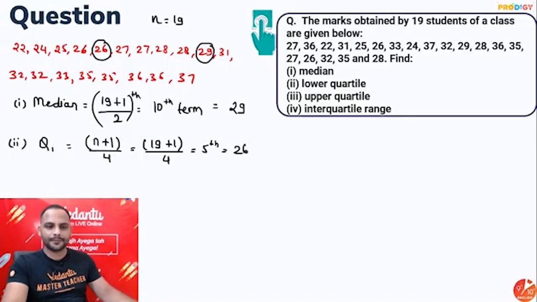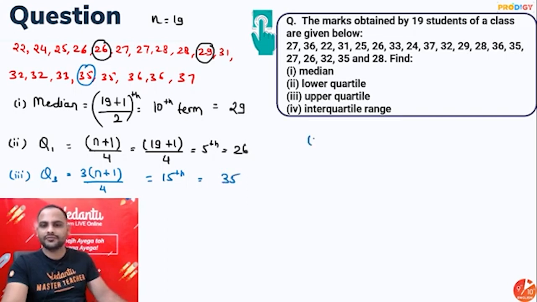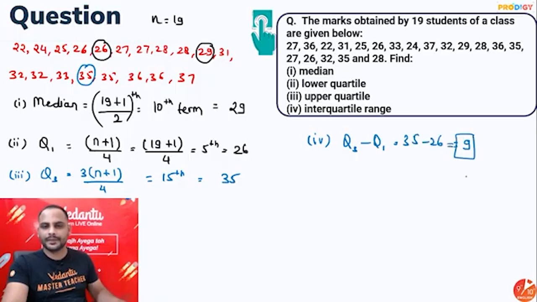Next, upper quartile Q3. It will be 3 times (n plus 1) by 4, which is going to be 3 times 20 by 4, so 15th term. The 10th term we know, then 11, 12, 13, 14, 15th. The 15th term is 35. And the fourth one, interquartile range, will be equal to Q3 minus Q1, which is 35 minus 26, which is 9. Interquartile range is 9. Done?